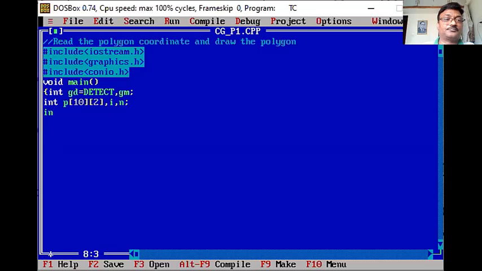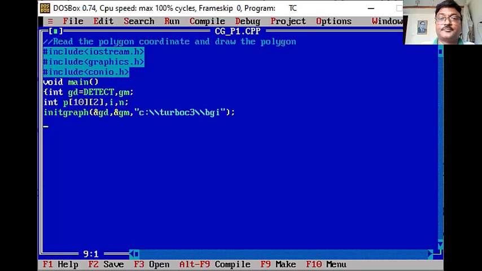Initgraph. Here I have to pass the addresses of gd and gm, those I have declared. gd is equal to detect, that address you have to pass, and gm the graphics mode. And then you have to put over here the path of the graphics, which is the BGI directory, so turbo C3 BGI. What does BGI stand for? Borland Graphics Interface. That is the interface driver. Now here I am again saving the program.